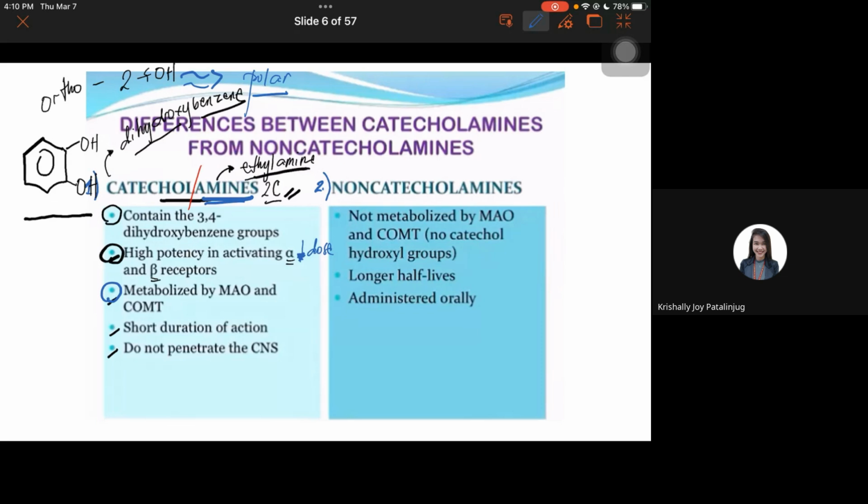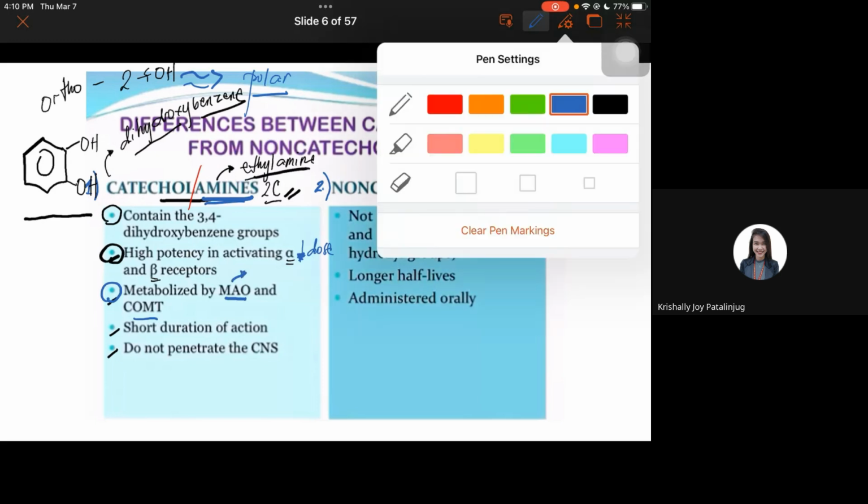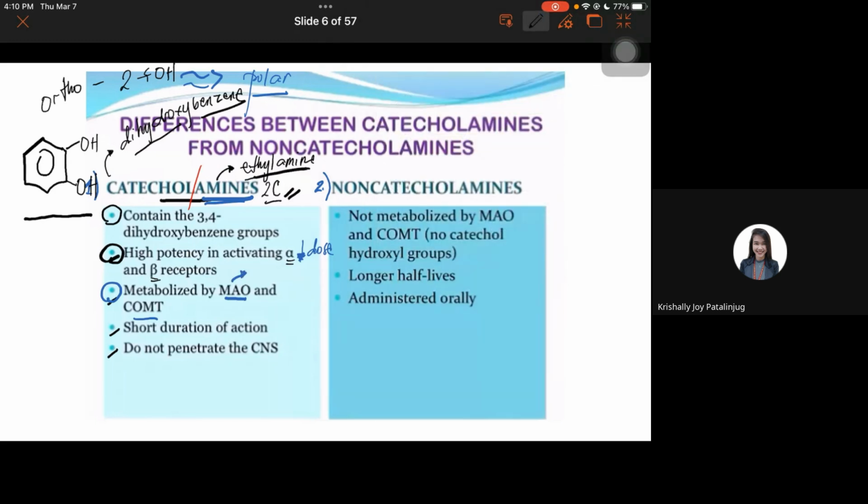Let's have the third bullet. Also, ang mga catecholamines, they are highly metabolized by the following enzymes: monoamine oxidase and also the catechol O-methyltransferase or the COMT. Again, these are the degrading enzymes na ga-metabolize sa catecholamines. Okay?